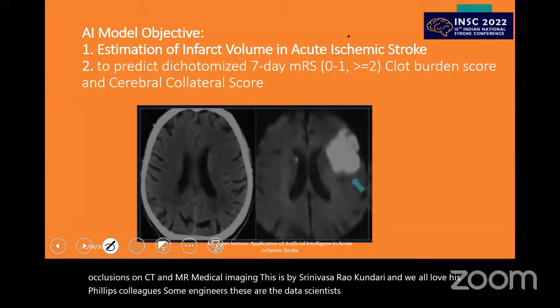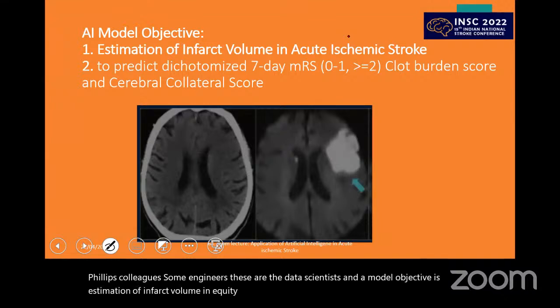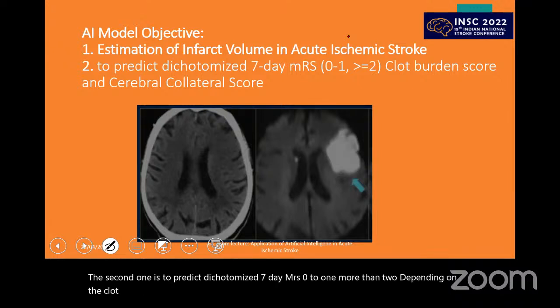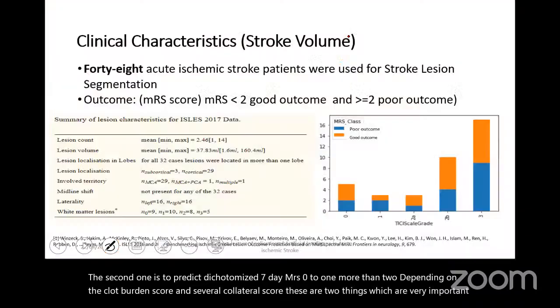The AI model objective is estimation of infarct volume in acute ischemic stroke. The second one is to predict dichotomized 7-day mRS, 0 to 1 versus more than 2, depending on the clot burden score and cerebral collateral score. These are two things which are very important. These are the images which went into the model.